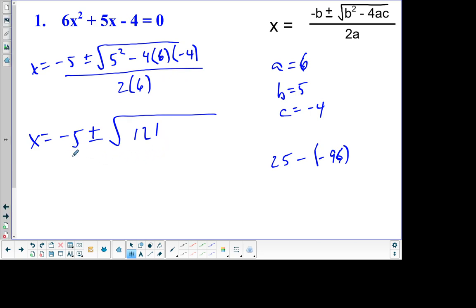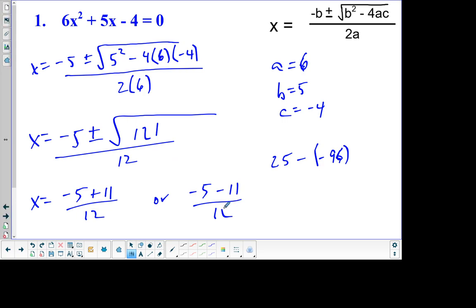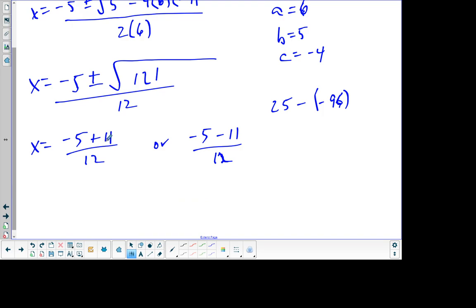And then in the denominator, what do we have? 2 times 6 is 12. Well, what's the square root of 121? 11. So I know then that x is going to be negative 5 plus 11 over 12, or it's going to be negative 5 minus 11 over 12. That's what the plus or minus means. You can either add the two together in the numerator or subtract. And now we just have to simplify each of those. Looking at the first one, what's negative 5 plus 11? 6. And then what's 6 over 12? 0.5, or 1 half.